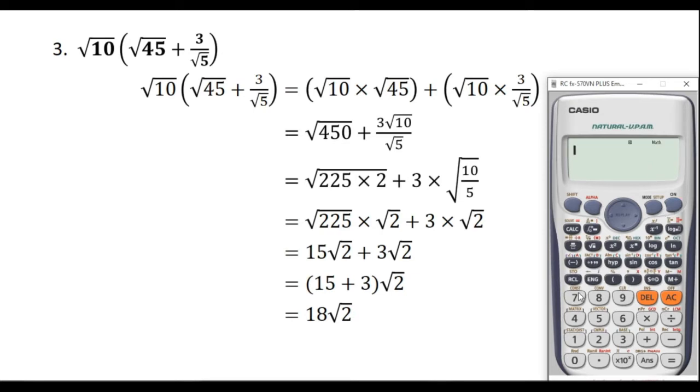So for example, if you are trying this, you are going to have square root of 10. You press this sign to remove the cursor from there, then you bring this square root of 45, then you press this again to remove the cursor, then plus, you bring the fraction sign, so 3, then you press this so that you can write for the denominator square root of 5. Now from here you press this to remove the cursor to this side, you press this bracket equal to, and we are having 18 root 2 as we have here.